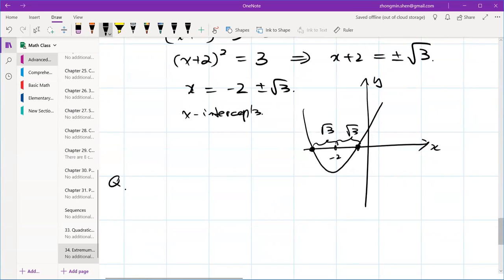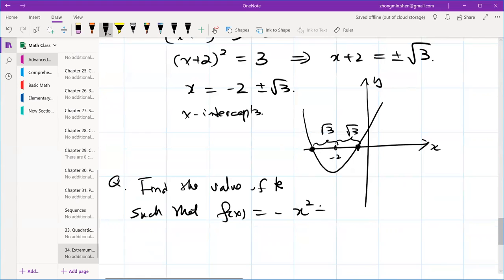Okay. Now sometimes we know the maximum value. We want to determine the coefficient. So find the value of k such that this function has a maximum value of 11.